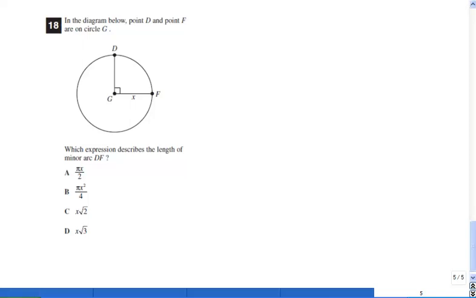Okay. In the diagram below, point D and point F are on circle G. Okay, and usually the circles are named by their center. Which expression describes the length of minor arc DF? When you say minor, you talk about, if you're looking here, because I have only DF on the circle here, the minor one is the one that's, obviously the smallest one between your D and F, right? I need to find how long is that arc, DF, how long, right? DF, the measure of DF, if you want, equals what?